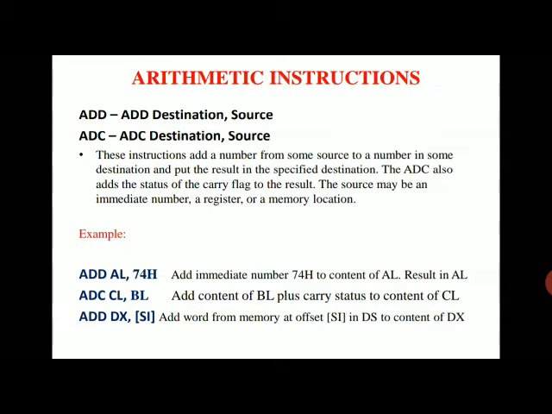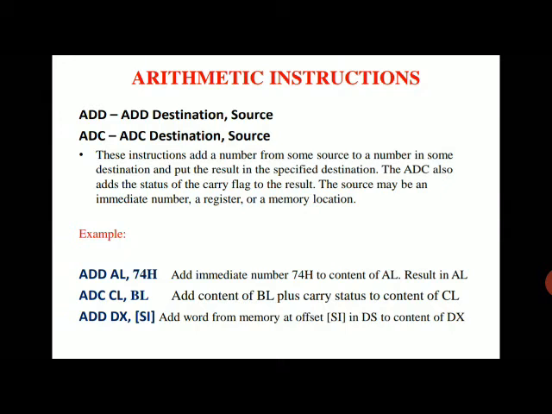See the next instruction, ADC. These two are similar, but in ADC we have to add the content of source and destination as well as the carry, and then the final result is stored in the destination. Okay, see the example, ADD AL, 74H. Here 74H is an immediate 8-bit number and it is added with the AL register content and finally the result is stored in the 8-bit AL register.